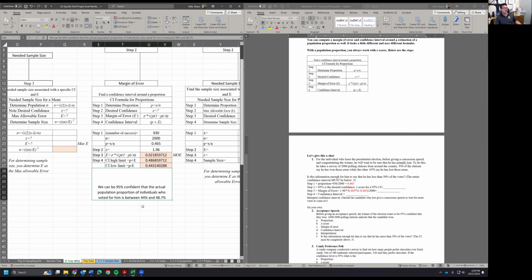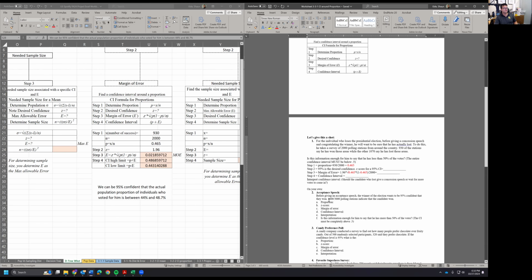And so we're pretty confident that he lost. The entire confidence interval is below that 50% threshold, because if he's above 50%, then he's won. But this entire confidence interval is below 50%. We're pretty confident that he lost. So should the candidate who lost give a concession speech or wait for more votes to come in? I would say he can give the speech because the entirety of this confidence interval is below 50%. So we're very confident that he lost. That's how you would do this first one.